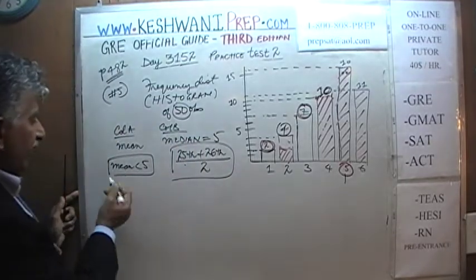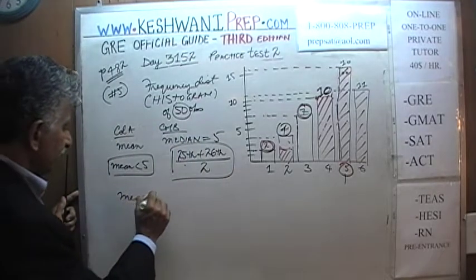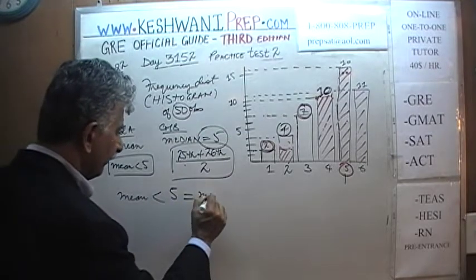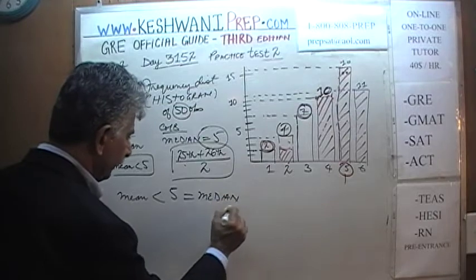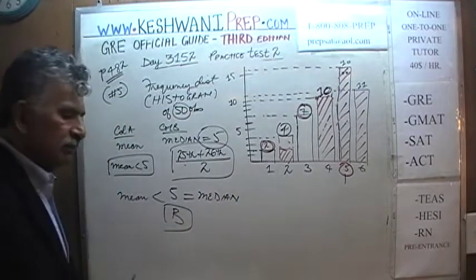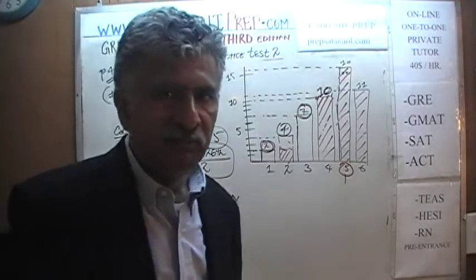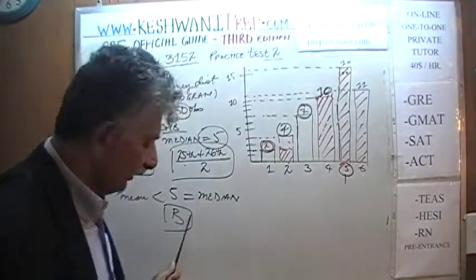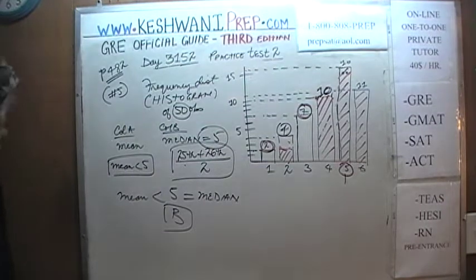The median is 5. The mean we just established is less than 5. The median we just established is equal to 5. And therefore the answer is B. The median is exactly equal to 5 and the mean is something less than 5. We don't know what it is, but it is less than 5. So the answer is A. Answer is B, rather. Answer is B.